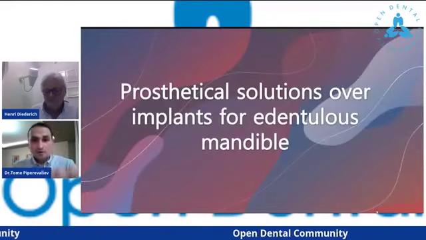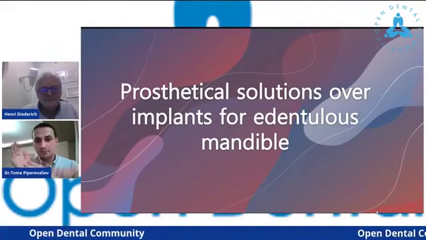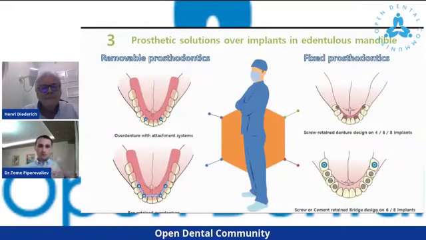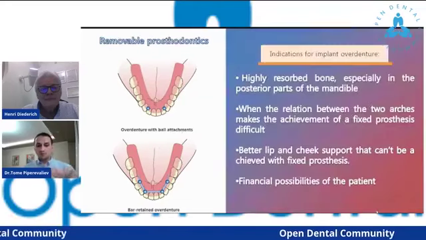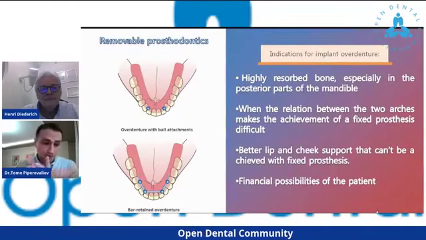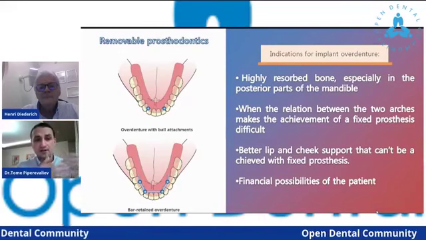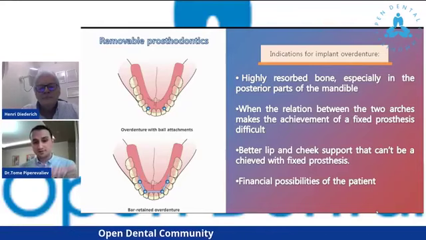So what are our prosthetical solutions over the implants for treating edentulous mandible? They are divided into two big groups: removable prosthodontics and fixed prosthodontics. Removable prosthodontics or overdentures can be retained to the implants using ball attachments, or they can be bar retained overdentures.